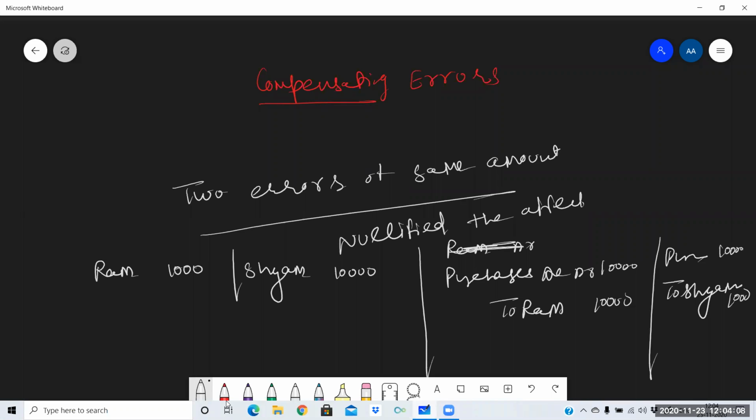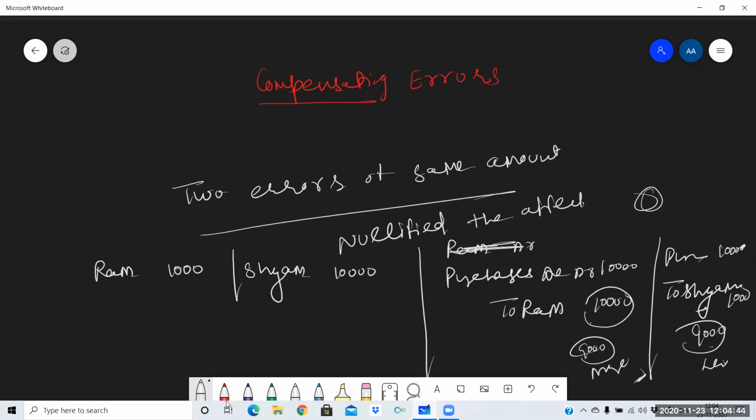So both the entries are incorrect, but there will be no effect on the trial balance. Why? Because here you can see Ram's account is credited by 9,000 more, and Sham's account is credited less by 9,000. So this is less and this is more, and the amount is the same. So the effect of one error will be nullified, meaning zero, by the effect of the other error. One error is compensating the other error.